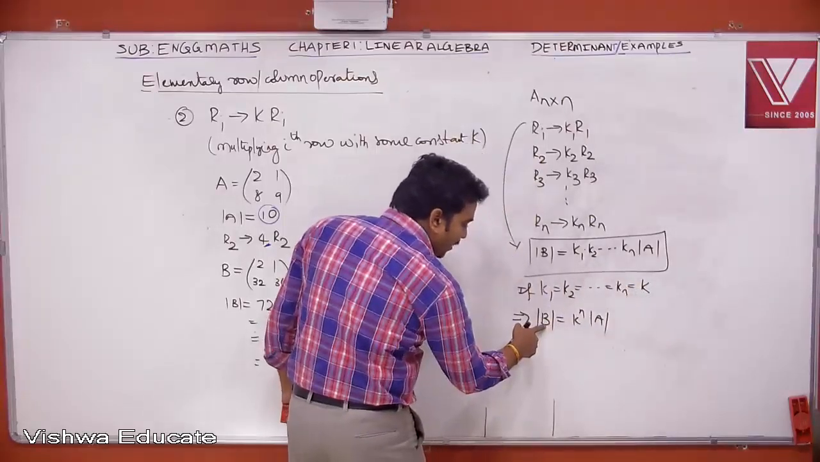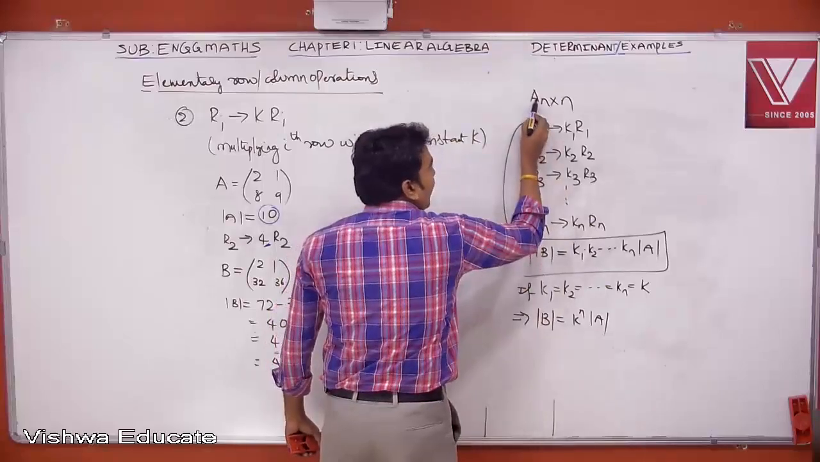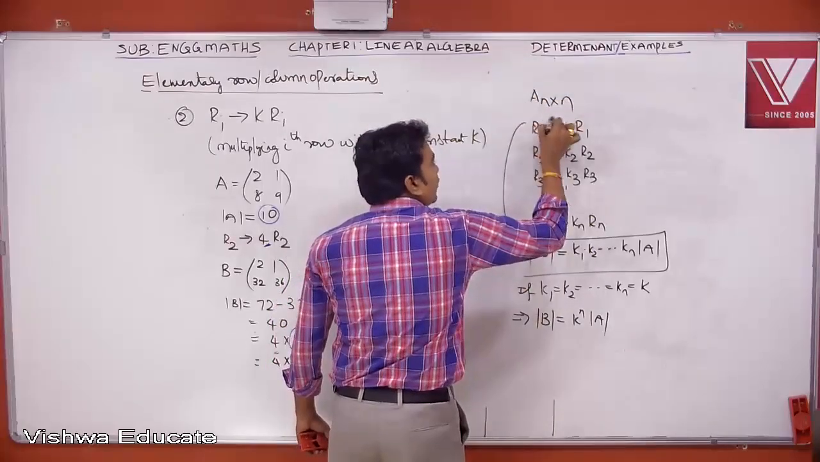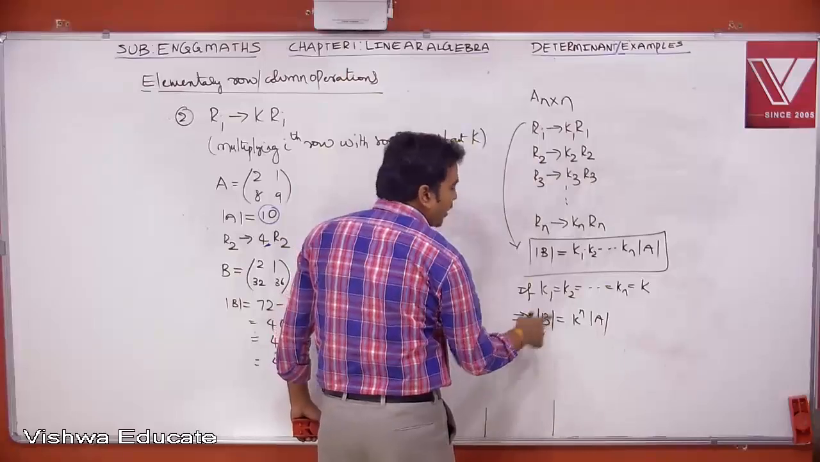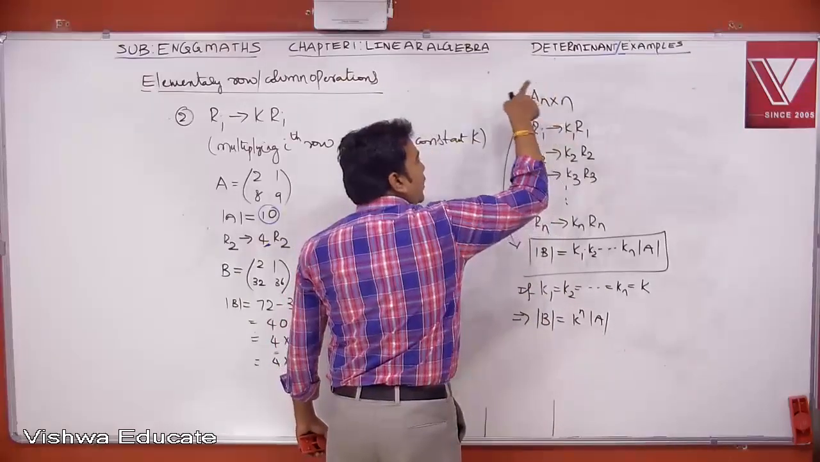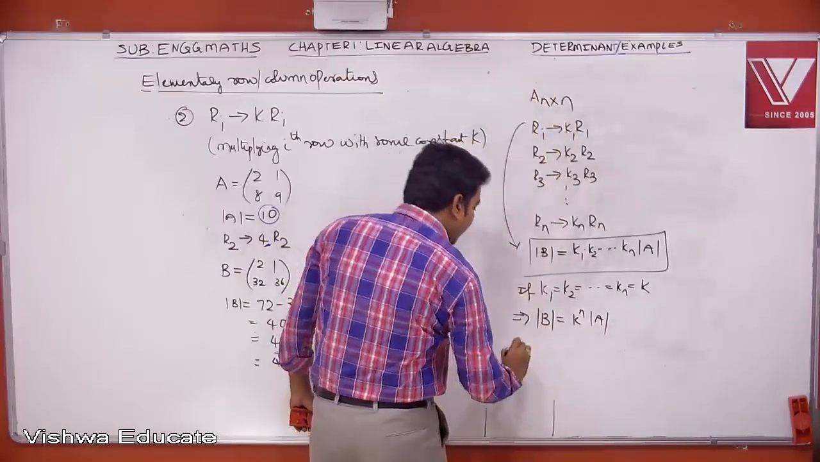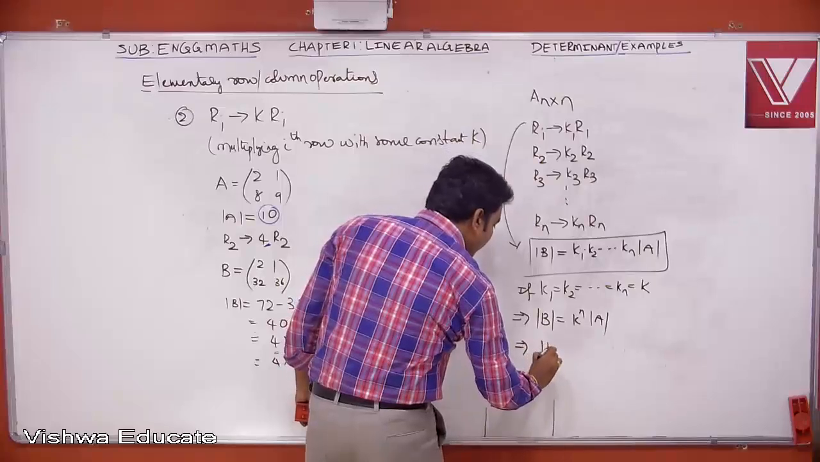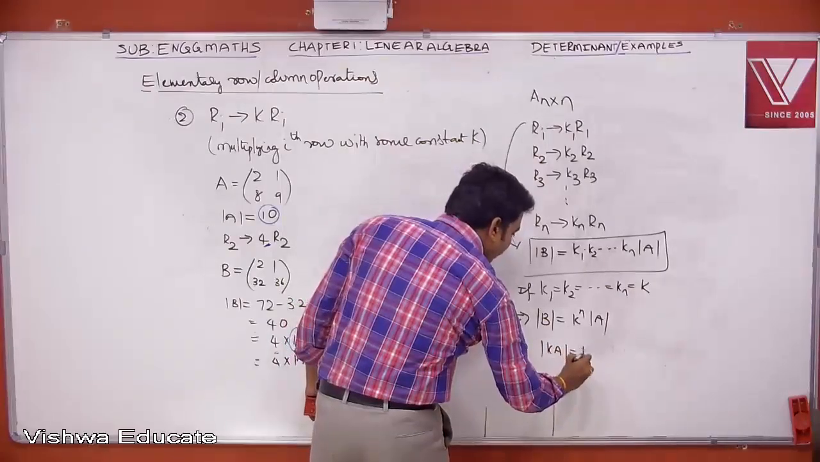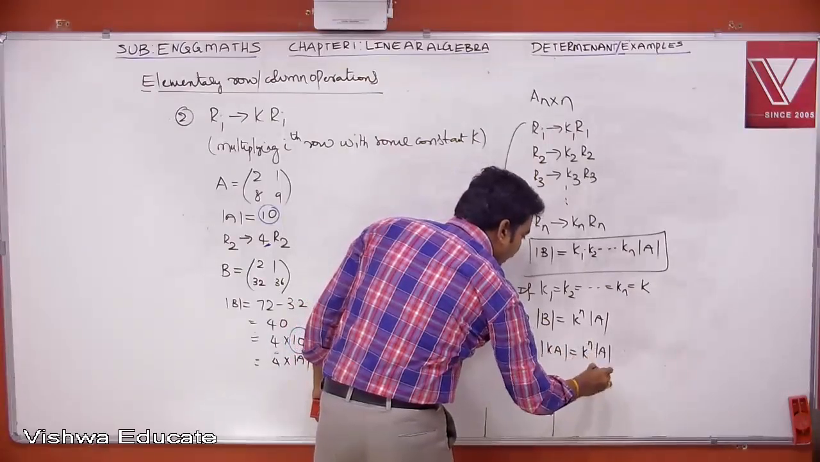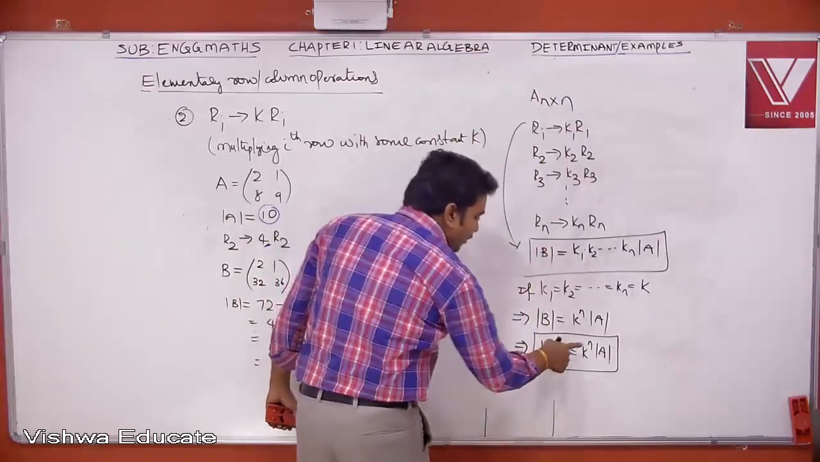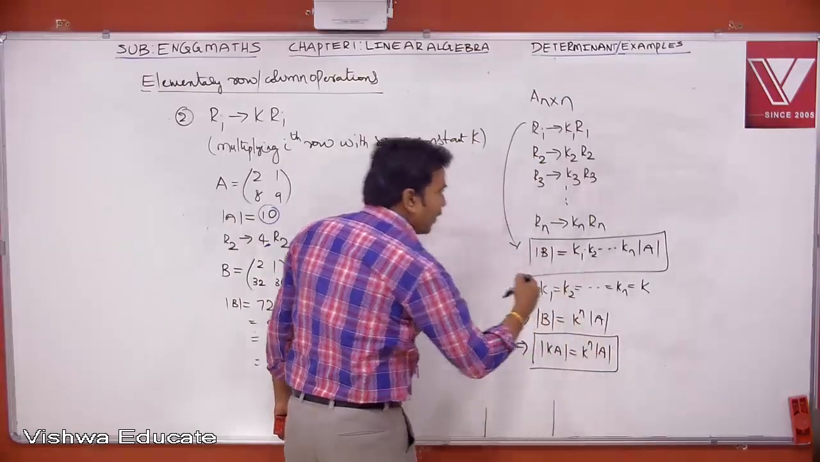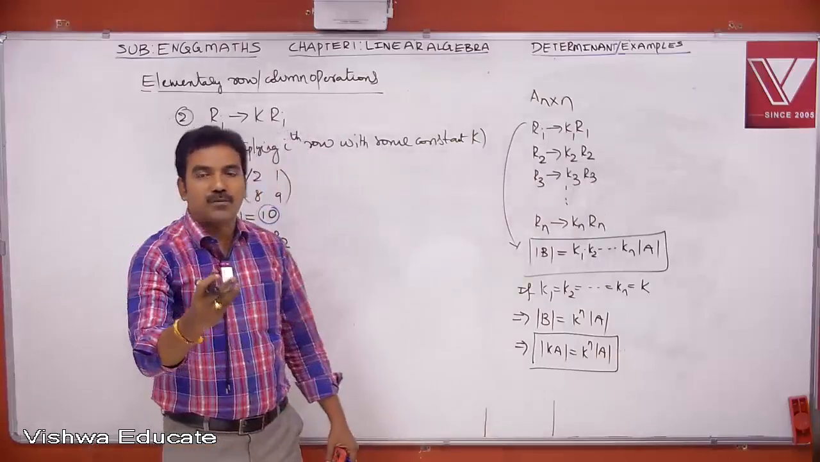Therefore, this matrix B is obtained from this matrix A by multiplying with constant k. Got it? Therefore, this B is nothing but the matrix obtained from A by multiplying the whole matrix with constant k. Therefore, this B is nothing but kA. So, det of kA equal to k power n into det A. This is a very, very useful result. This n represents the size of this matrix A. Note these points.